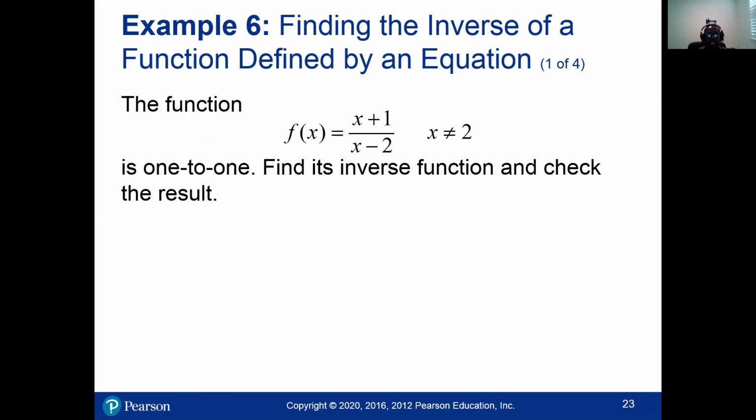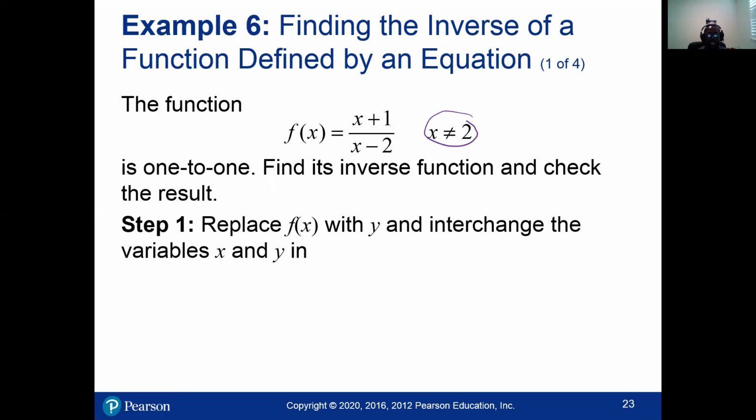Now let us go to the next example. We're given a function f of x where x is not equal to 2. Why? Because that is not in the domain. If you are talking about the graph, x equal to 2 is the vertical asymptote. This function is one-to-one. Find its inverse and check the results.